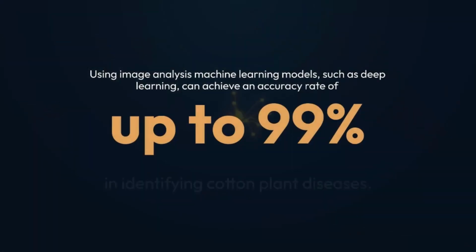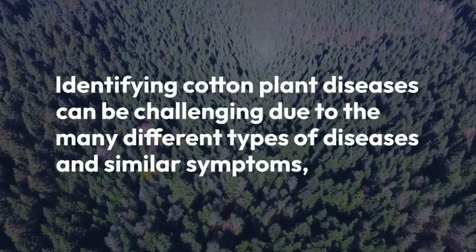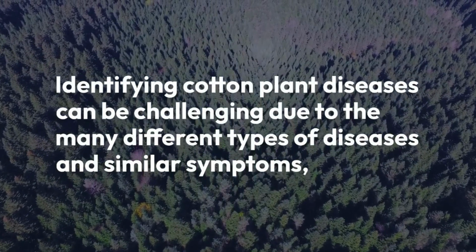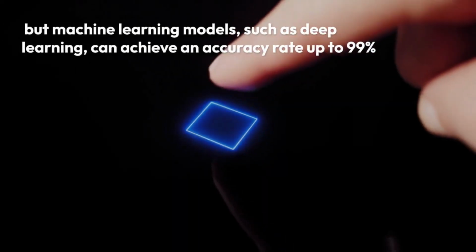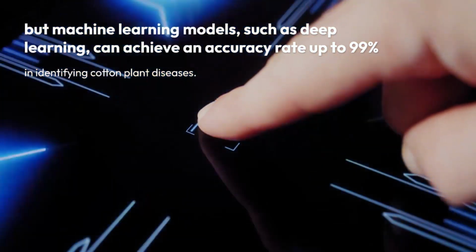Using image analysis, machine learning models such as deep learning can achieve an accuracy rate of up to 99% in identifying cotton plant diseases. Identifying cotton plant diseases can be challenging due to the many different types of diseases and similar symptoms, but machine learning models, such as deep learning, can achieve an accuracy rate of up to 99%.